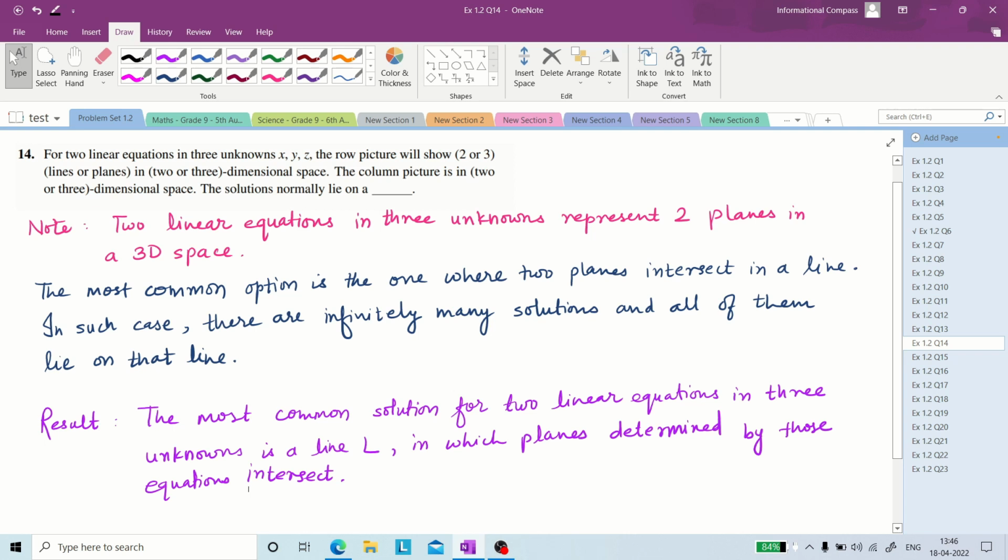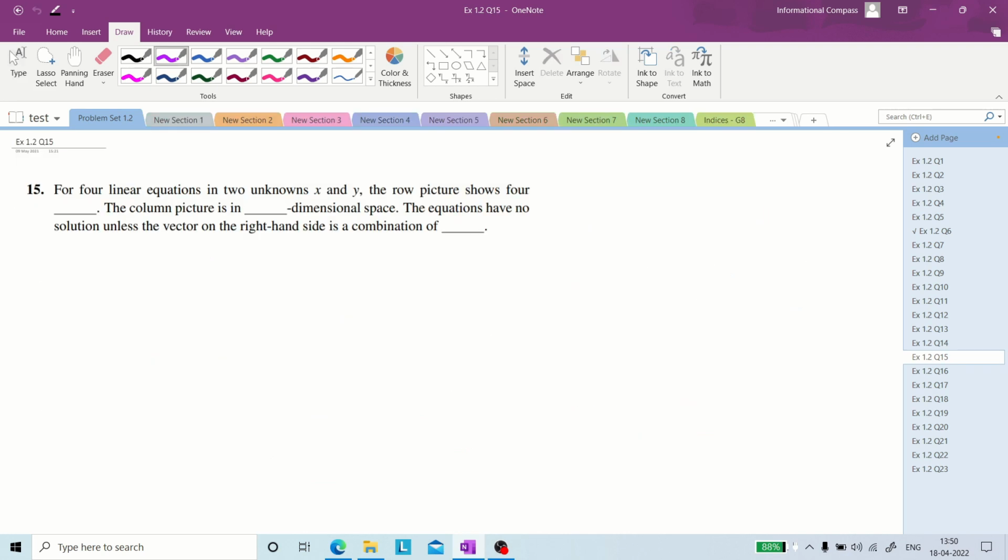Fine. So, we have completed question number 14 too. After solving 14, let's move on to 15. I'll read the question for you. The question states, for four linear equations and two unknowns x and y, the row picture shows dash. The column picture is in dash dimensional space. The equations have no solution unless the vector on the right hand side is a combination of dash.